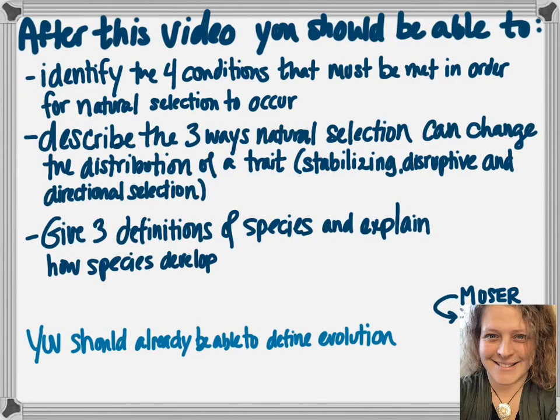Okay, can you identify the 4 conditions that must be met in order for natural selection to occur? Can you describe the 3 ways that natural selection can change the distribution of a trait, stabilizing, disruptive, and directional? And can you give the 3 definitions of species and explain how species develop? Good, you're ready. Move on.